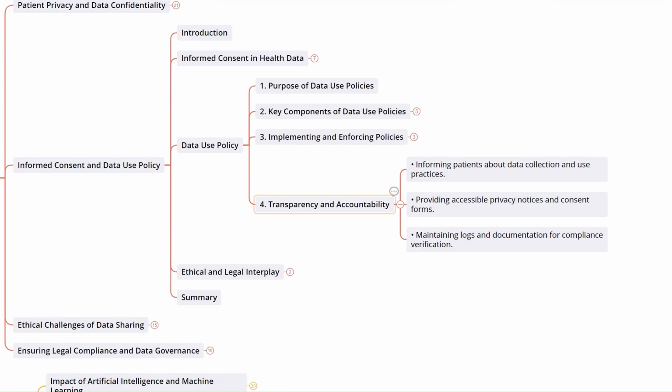Next, transparency and accountability. This includes informing patients about data collection and use practices, providing accessible privacy notices and consent forms, and maintaining logs and documentation for compliance verification.